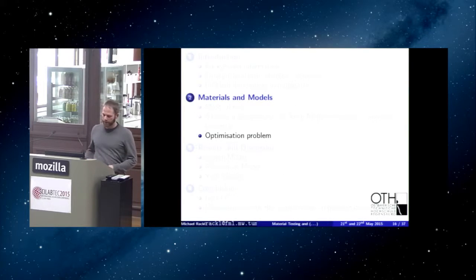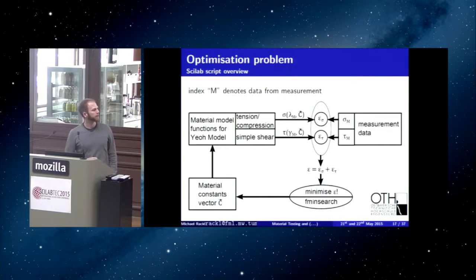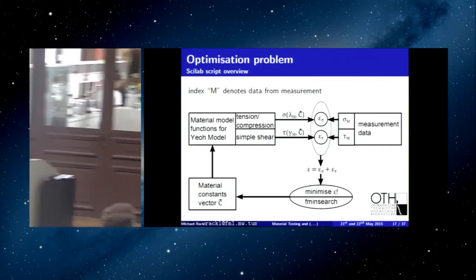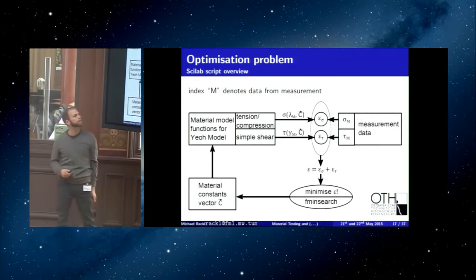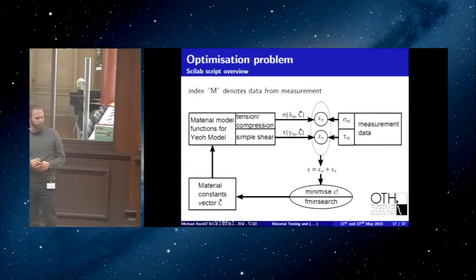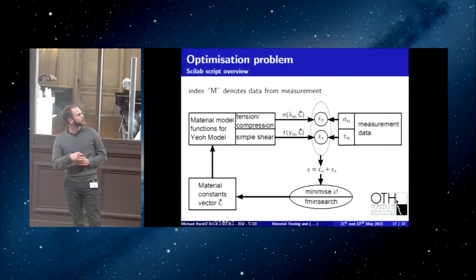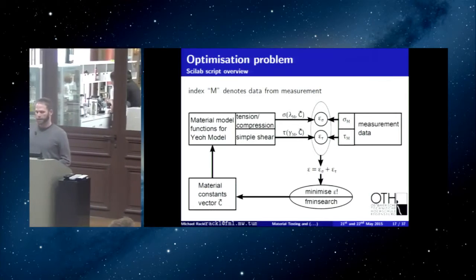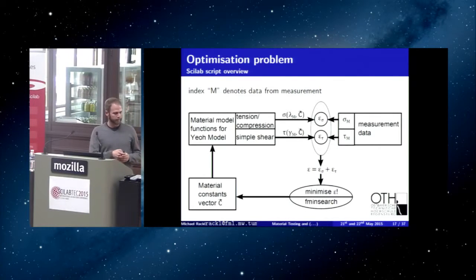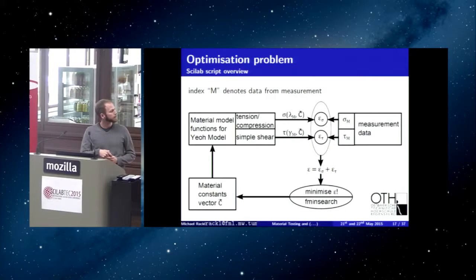Now, what does the optimization problem look like? Well, the optimization problem looks something like this, and this is also the workflow we implemented in the Scilab code. We start with the material model functions. In this case, for a Yeoh model, there are 2 of them: compression and tension, and simple shear. Plus, what we also have is measurement data. This is given, derived from knowledge from literature. And in the end, what we would like to get is a vector with all the material constants, which is down here.